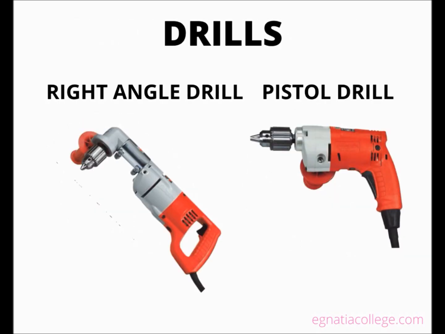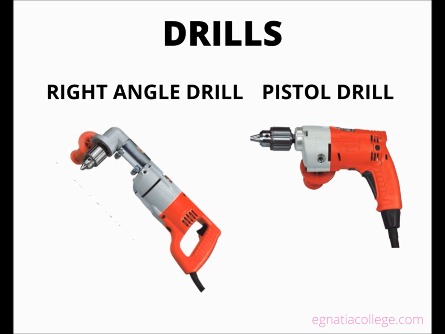Drills. A drill is essentially an electric motor housed within a tool design. The motor is manually activated to rotate an internal shaft connected to a drill bit chuck that rotates a drill bit. Right-angle drill. Most right-angle drills allow the user to rotate the placement of the chuck 360 degrees to adjust to any workspace. Pistol drill.